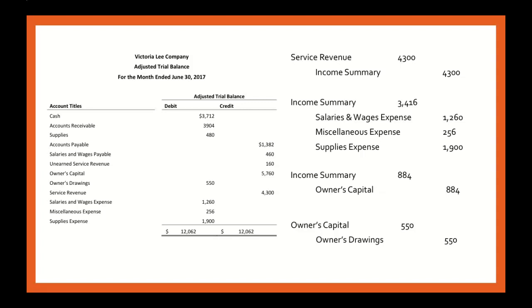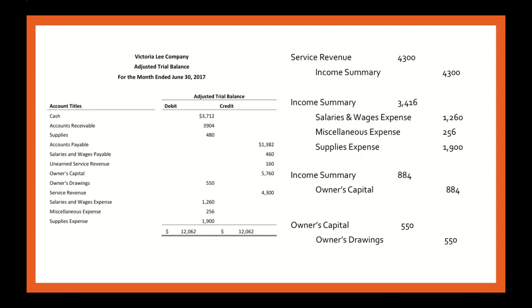So you'll notice we never did anything in our closing entries with owner's capital's $5,760 balance. That balance will be changing because we did affect the owner's capital account, but we never close owner's capital. Owner's capital is a permanent account, and so since we never close that, it doesn't really matter what we started with when we're doing these closing entries.